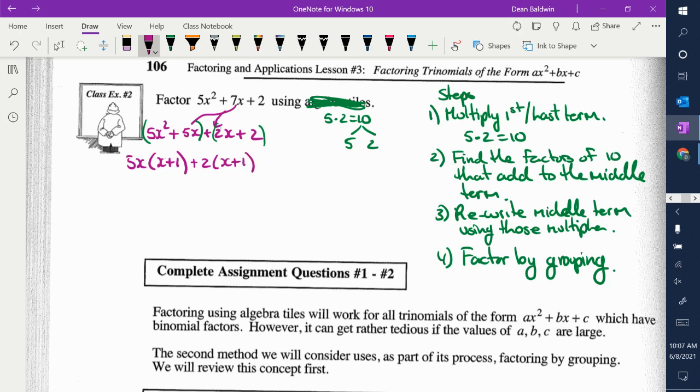How do you know you're doing it right? So now what do I do? There you go. x plus 1 comes out. And you're left with 5x plus 2. And you have factored your first trinomial with a unequal to 1.